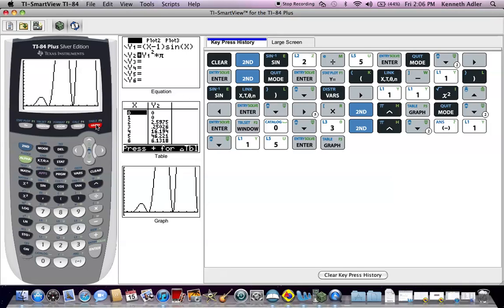Okay, good. Should we make it a little bit larger? I think the screen needs, well, that's fine for our purposes. Then we're going to do second trace, because we want to calculate the integral, so that's number 7. It asks for a lower limit, which is pi, to 2 pi. Enter. And what's our upper limit? 2 pi.